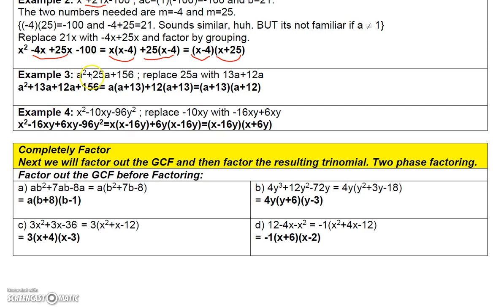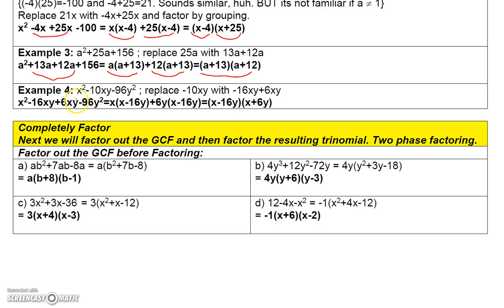And here's another one, just a squared plus 25a plus 156. You can actually just replace the 25a with 13a plus 12a, because since 13 times 12 is 156 and 13 plus 12 is 25, we can replace the 25a here with the 13a plus 12a, and then we can factor the a out of the first two terms to get a plus 13, and then factor a 12 out of the last two terms and get 12 times a plus 13, and then we can factor the a plus 13 out and get a plus 13 times a plus 12.